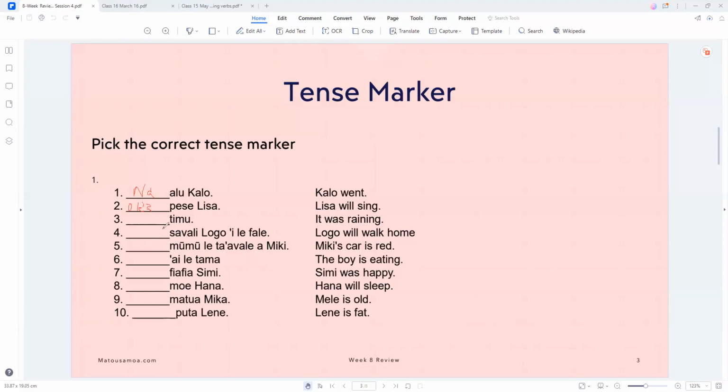What's that tense marker? The past tense. Sa. Yep, sa. Satimu. It was raining. So our past tense markers, if we said natimu, it rained. If we say satimu, it was raining. Again, people use them interchangeably, but in here we're going to learn it all the way out. So longo will walk home. Savali longo ilefale. So what's our tense marker there?